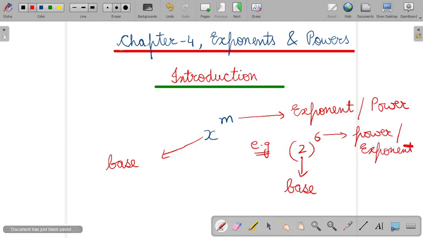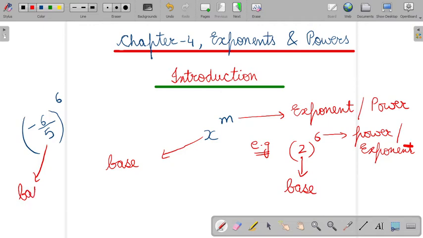Let's take one more example. Suppose that the number is minus 6 upon 5 and the power is 6. Then this minus 6 by 5 is the base and this power 6 is called the exponent or power.